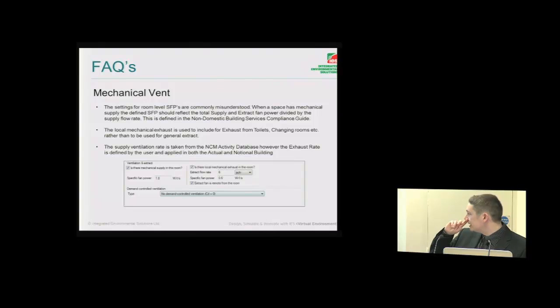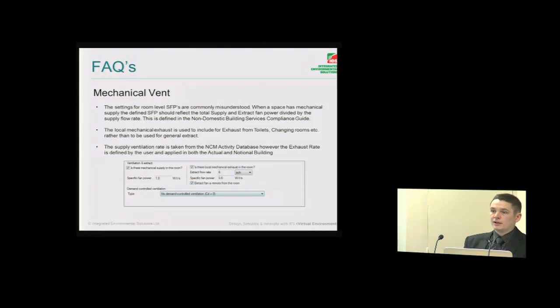Now, really, that exhaust option is reserved for things like toilets, changing rooms, kitchens, where it's really ventilation in addition to the fresh air requirements. Now, when we've got a mechanical exhaust, we can specify the airflow rates that are attributed to it, and also the specific fan powers associated with it.